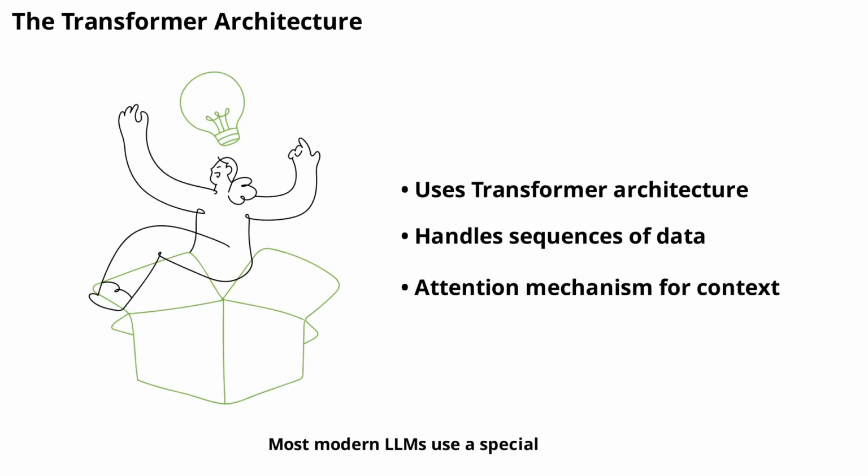Most modern LLMs use a special neural network design called the transformer architecture. Transformers are highly effective at handling sequences of data, like sentences or paragraphs. They use mechanisms called attention to focus on relevant parts of the input, allowing the model to understand context and relationships between words. This architecture is a major reason why LLMs have achieved such impressive results in language tasks.